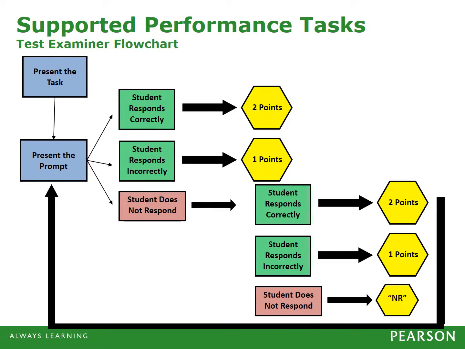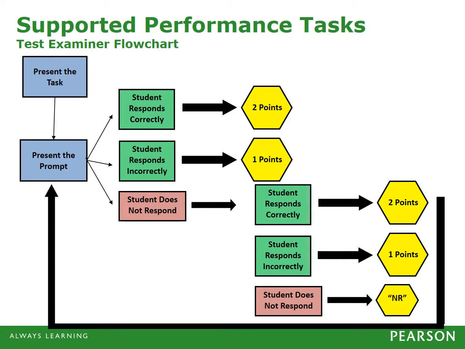Here's a diagram that shows how to score the supported performance task. You present the task, present the prompt. If the student responds correctly, they receive 2 points. If the student responds incorrectly, they receive 1 point.